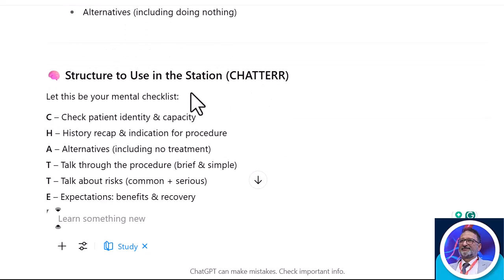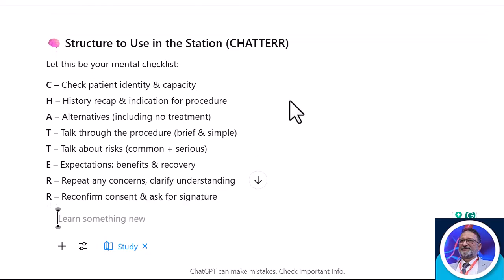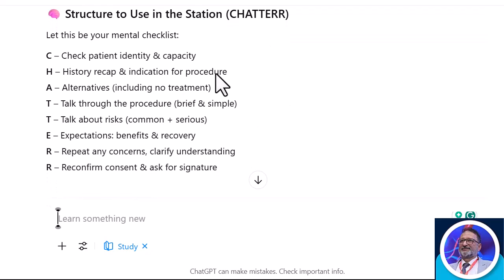The structure of the station, the abbreviation is ChATTER. Use this as a mental checklist. So, ChATTER is a great useful tool for you to remember when you are doing a consent for a patient. And C stands for check patient identity. Always, don't miss this: can I know your name and your age or date of birth, please?